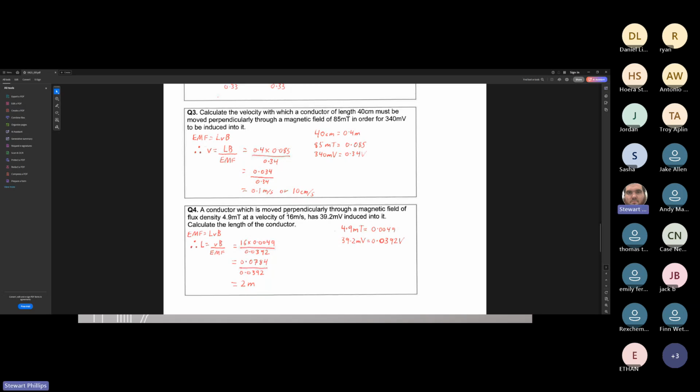Cool. So a conductor is moved perpendicularly through a magnetic field of flux density 4.9 milliteslas, velocity of 16 meters per second, and an induced EMF of 39.2 millivolts. Calculate the length of the conductor. So rearranging the formula, L equals EMF divided by VB. So 16 times 0.0049, because 4.9 milliteslas results in 0.0049 teslas, and then divided by 0.0392, because 39.2 millivolts becomes 0.0392 volts, which gives us.